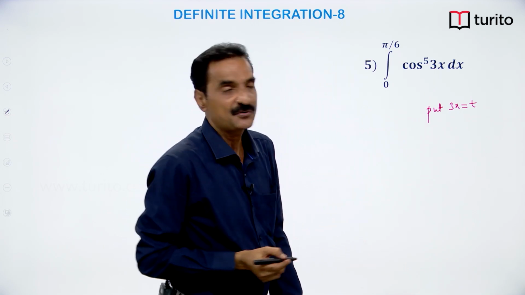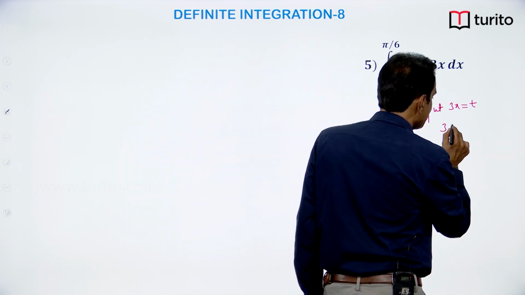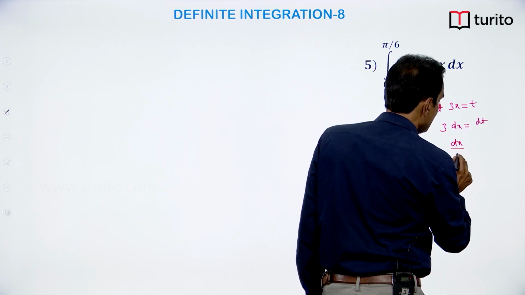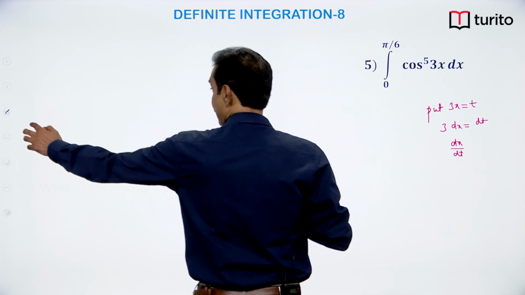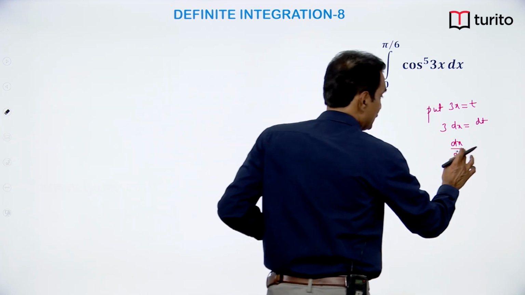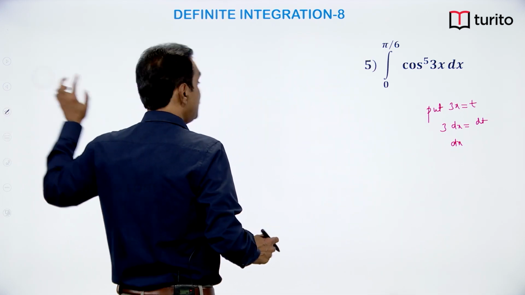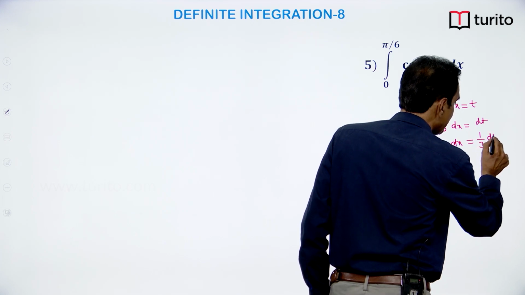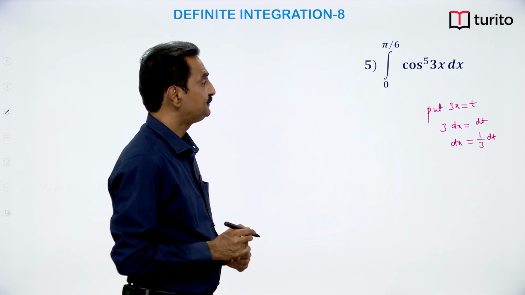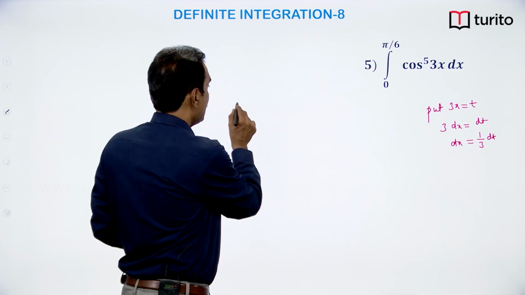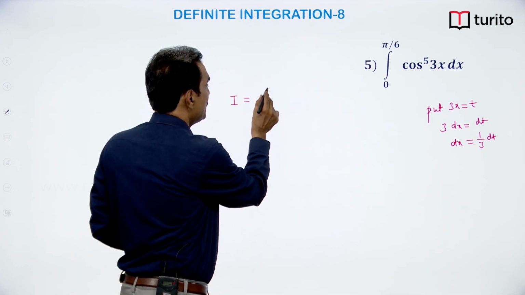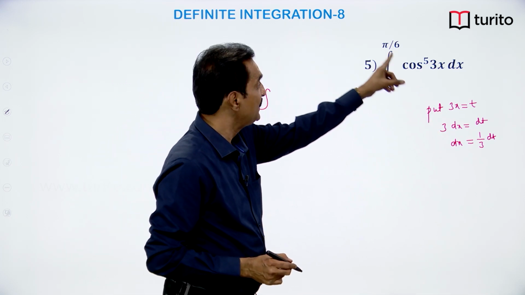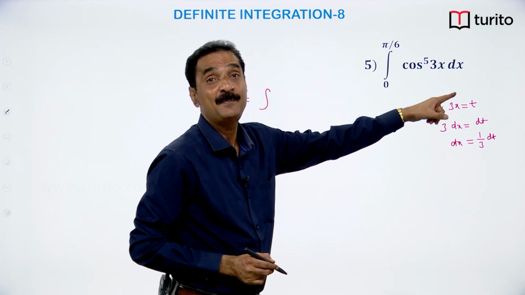If you put 3x is equal to t, you will get 3 dx is equal to dt. Then dx is equal to 1 by 3 dt. Okay. Now, this integral will be I is equal to, what will be the new limits? If x is 0, t is 0. If x is pi by 6, t will be pi by 2.